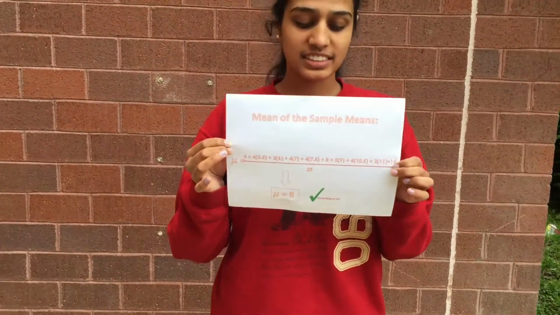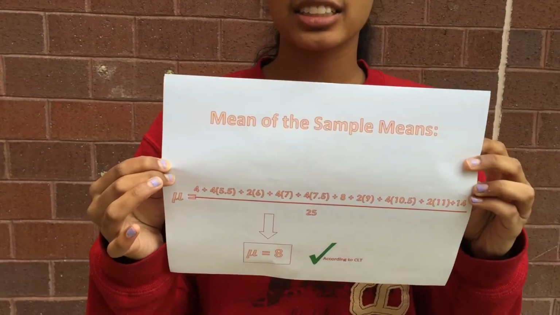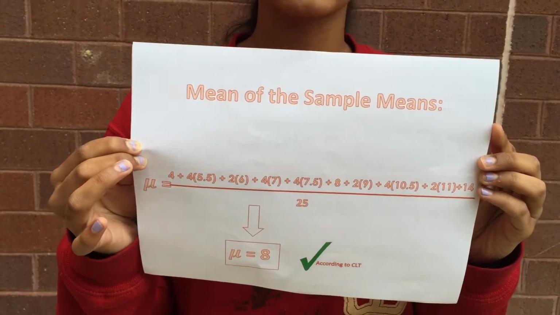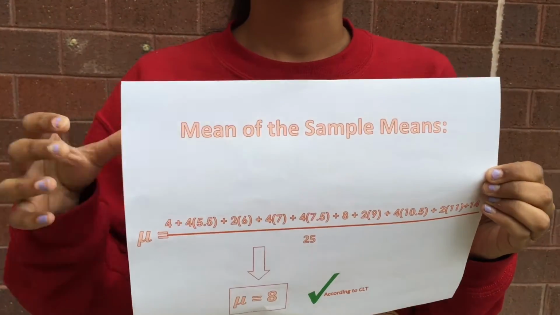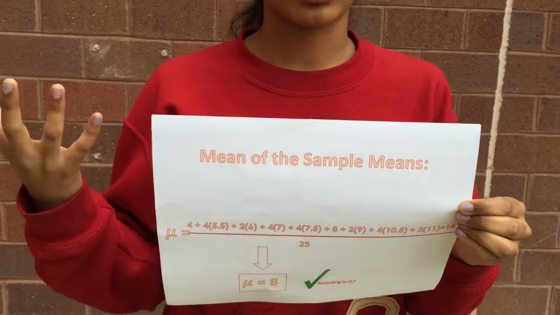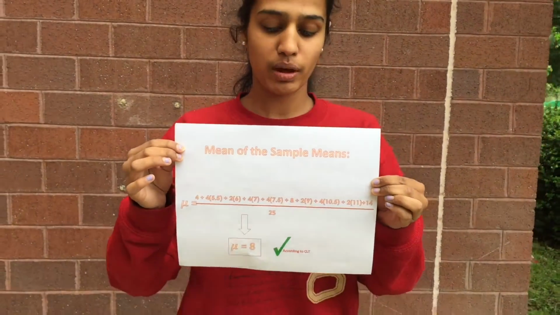We calculated the mean of all our sample means and we got 8. This is correct because it coincides with the central limit theorem, because the mean of our original population, our original set of numbers, was 8 as well.